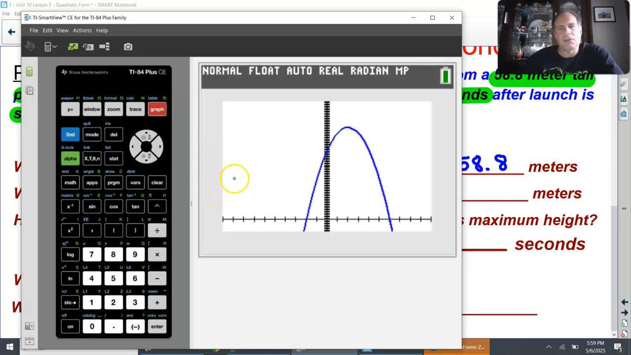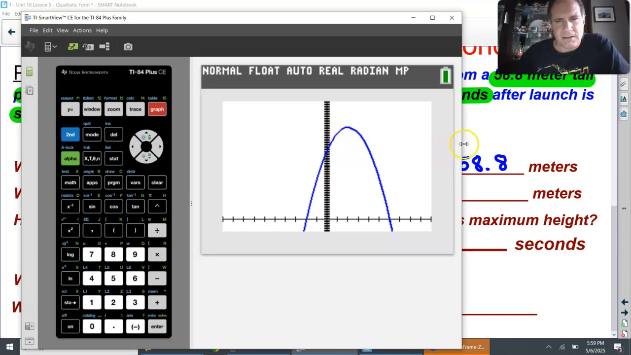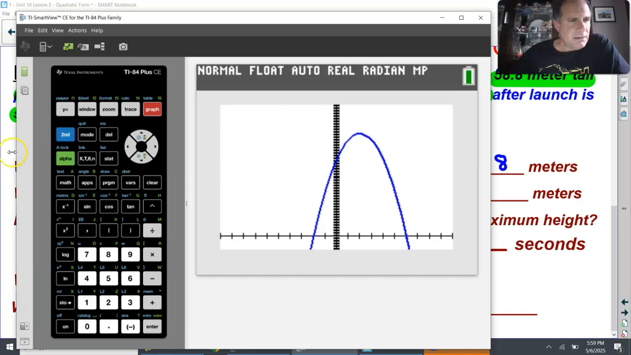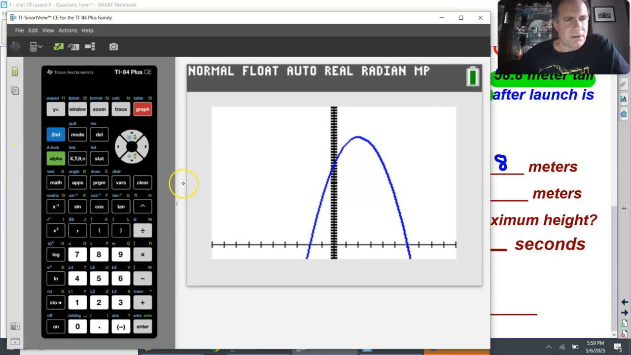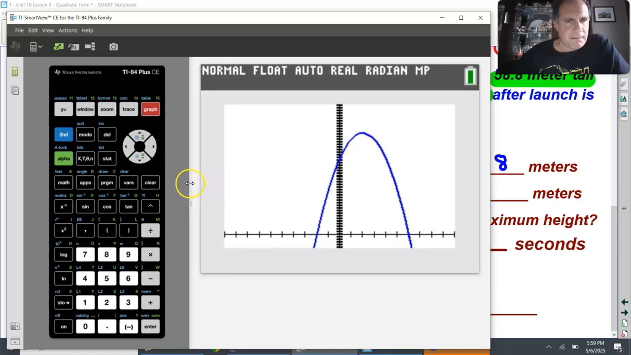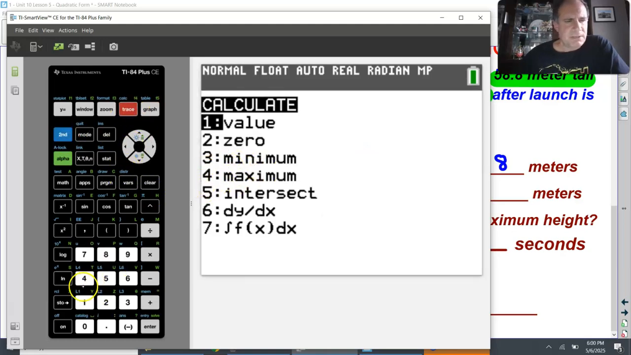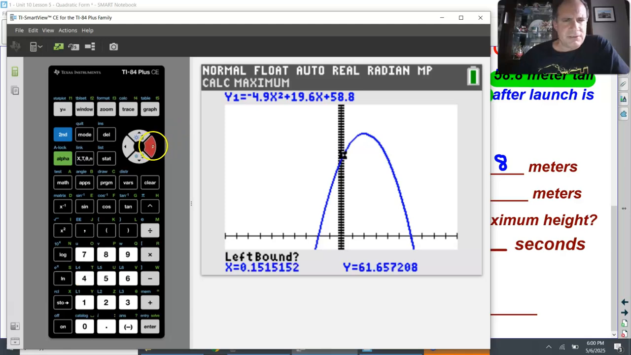Yes, this works out. So now they're asking for the maximum height. This is the maximum height right here where I have that set up. So I'm going to just make this as big as possible just so you could see what is going on here. Okay. So I'm going to press second function trace again, maximum. So this is 4. So here's the cursor. I'm going to press to the right until it gets really close to the maximum. And right there is fine.